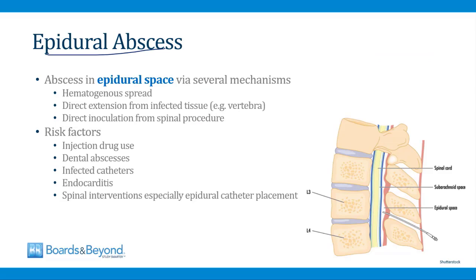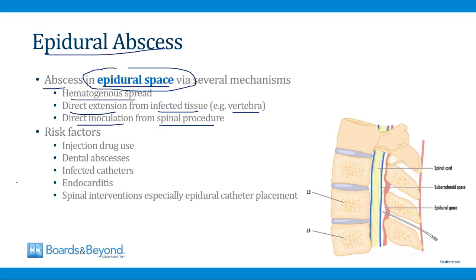And then an epidural abscess is another potential cause of a cord compression. This refers to an abscess that develops in the epidural space around the spine, and this can happen by several mechanisms. Sometimes bacteria reach the spine through the bloodstream from another site. This is called hematogenous spread. There can also potentially be direct extension of infection from other infected tissue nearby, like for example if the vertebrae are infected, that can lead to an abscess in the epidural space. And then you can also potentially develop an epidural abscess by direct inoculation from a spinal procedure. So if a needle is placed into the spine, it can introduce bacteria leading to an abscess.